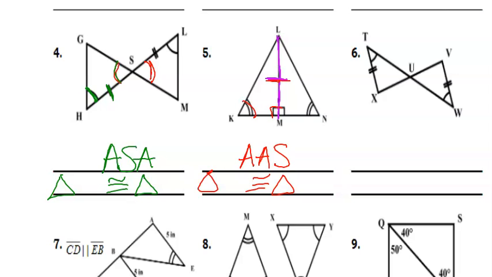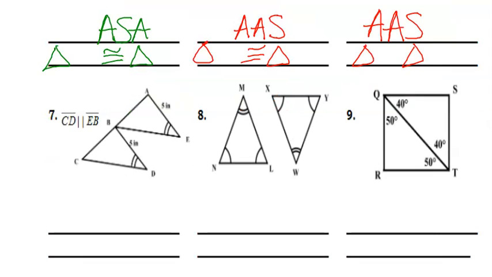Number 6. What did I say about these two angles? They are vertical. So what theorem could we use for this? We could use side, angle, angle, or angle, angle, side. So know the difference between those, all right? If the side is in between the angles, then that's what you write. But if it's angle, angle, side, just know the difference between those.